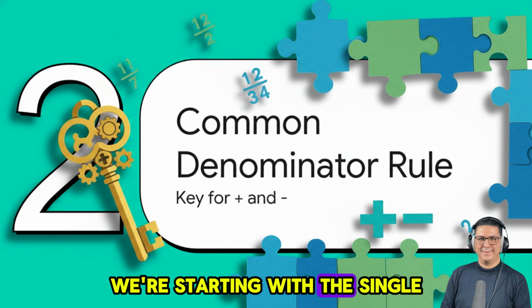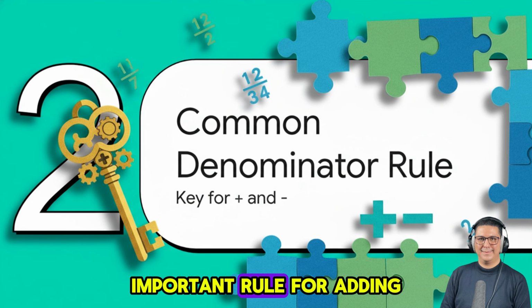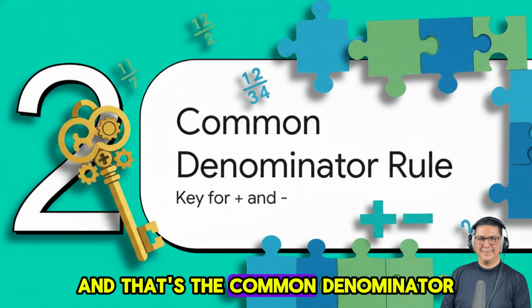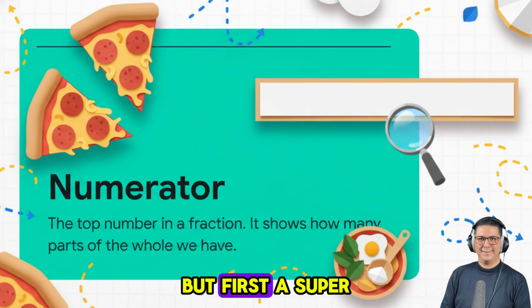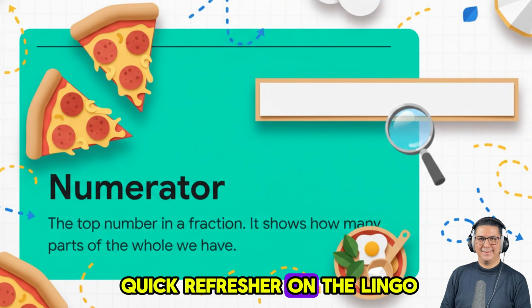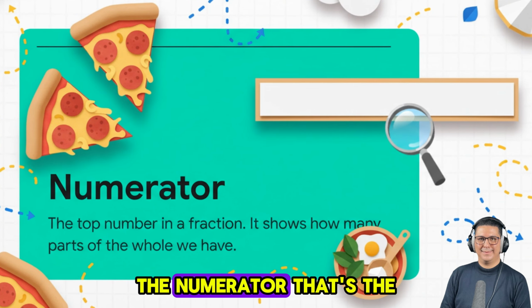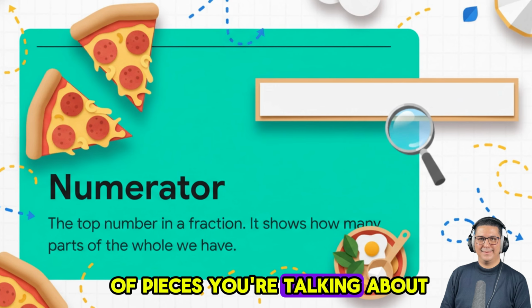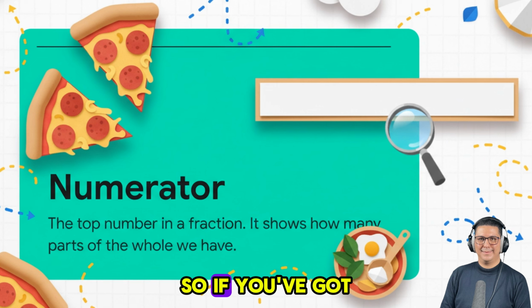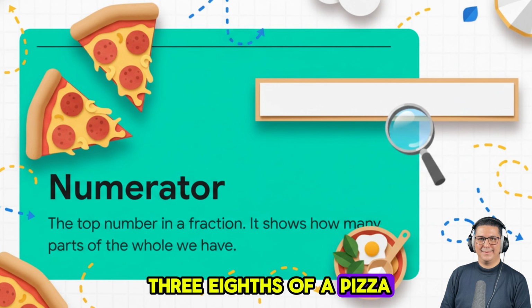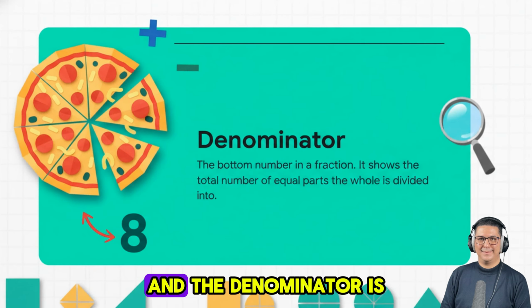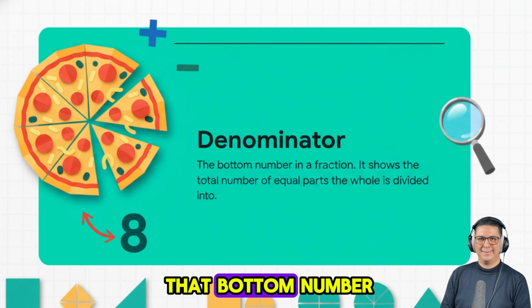All right, it's time to grab our first key for cracking this code. We're starting with the single most important rule for adding and subtracting fractions, and that's the common denominator. But first, a super quick refresher on the lingo. The numerator, that's the top number. It's just the number of pieces you're talking about. So if you've got 3/8 of a pizza, the numerator is 3. Why? Because you have 3 slices. Simple as that.